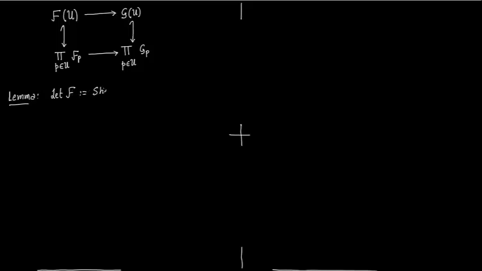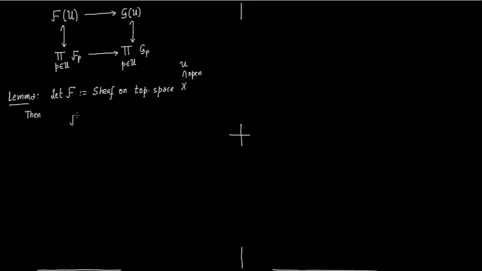So let F be a sheaf on some topological space X. We fix a topological space X. Then you fix open sets of X. So U are all the open sets of X. And we want to show that the following map is injective: F(U) to the direct product of the stalks.